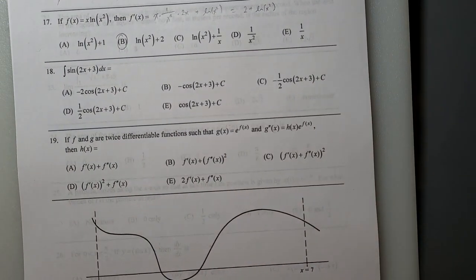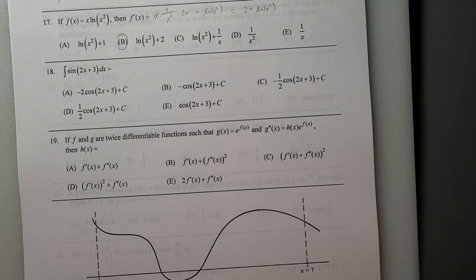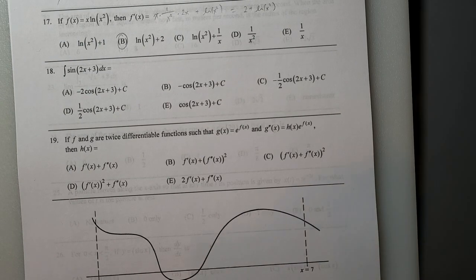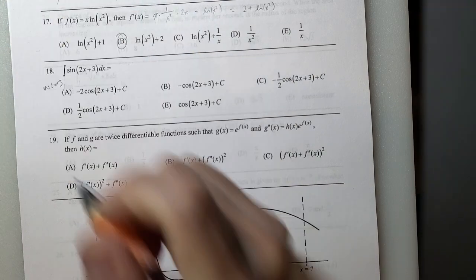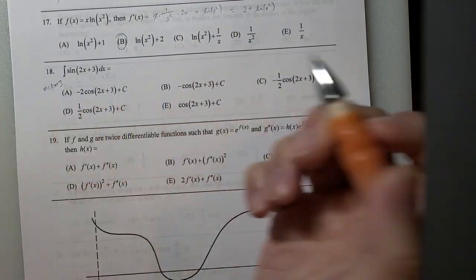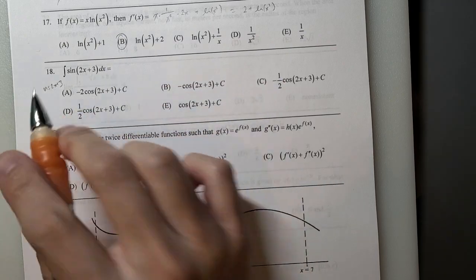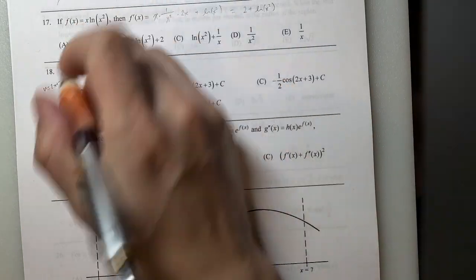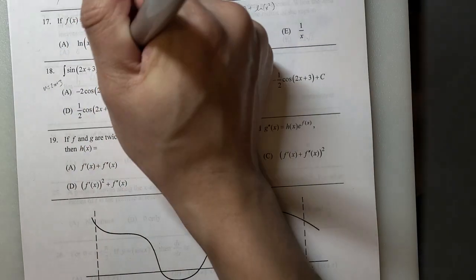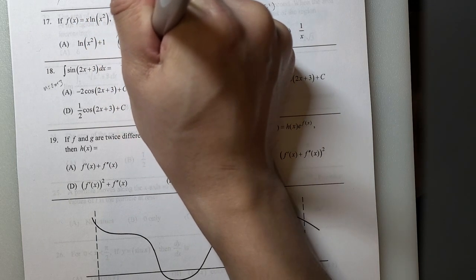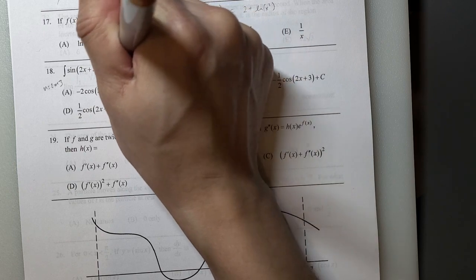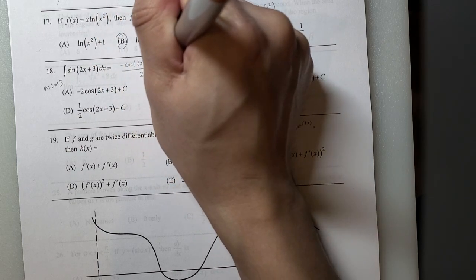We have this integral, sine of 2x plus 3 dx. We could do a substitution, u is 2x plus 3. If you don't know how to do it in your head, I'm just going to do it in my head, and we can always just differentiate to check that we get back this. So the integral of sine is negative cosine, so negative cosine of 2x plus 3, and then we need to divide by 2.